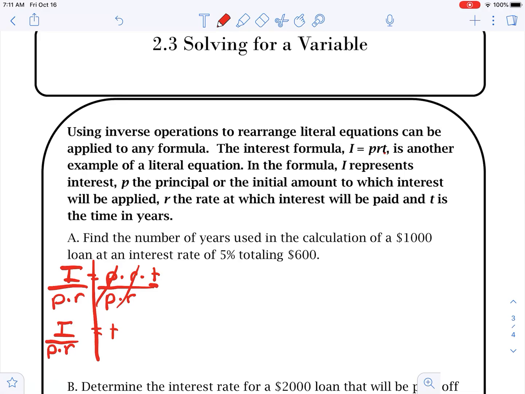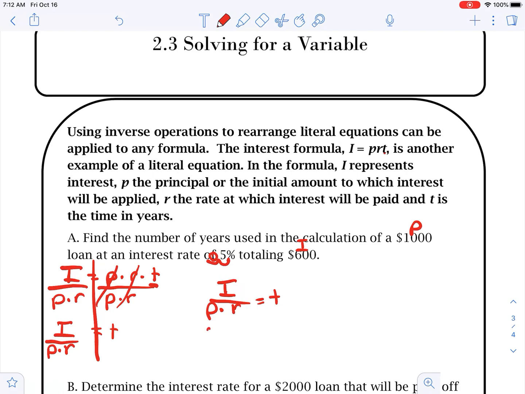So it says find the number of years using the calculation of a $1,000 loan. So that's my principal, that's my P. Of the interest rate, remember that's 5, so we have to move it over 1, 2. So that's going to be 0.05, so we have to turn the percent into a decimal. Totaling $600, that's my interest earned. Okay, so I just take the equation we just solved for.